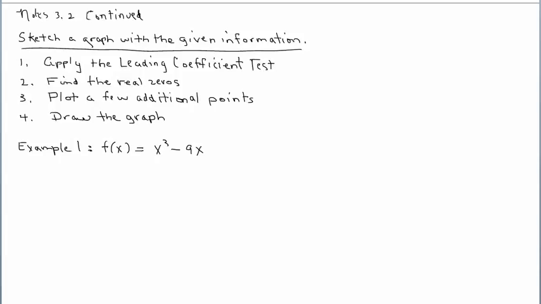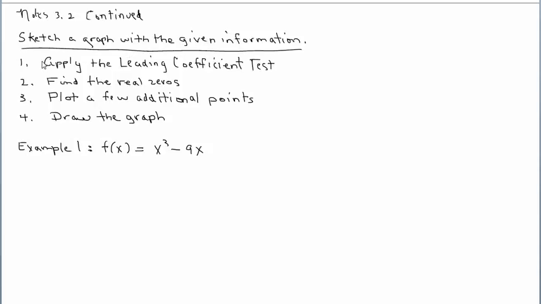Alright, so we're going to continue and wrap up section 3.2. Based on everything that we have been working with, we're going to put all that information together, and the objective is to sketch a graph without a calculator. That's what sketch means. Sketch, don't use a calculator. We're going to sketch a graph based on all the information we've been working with in this section so far.